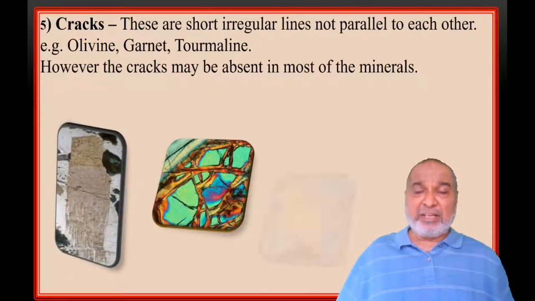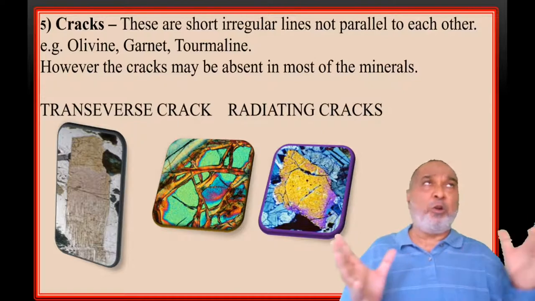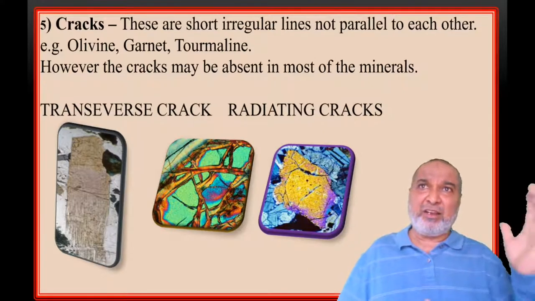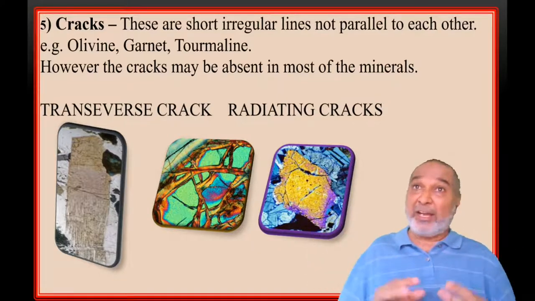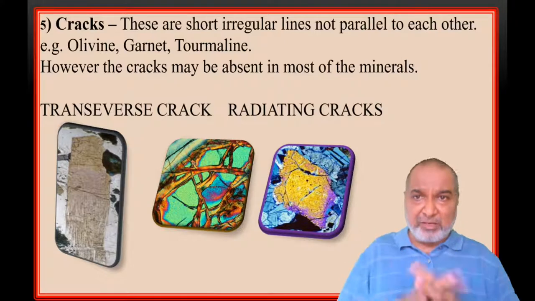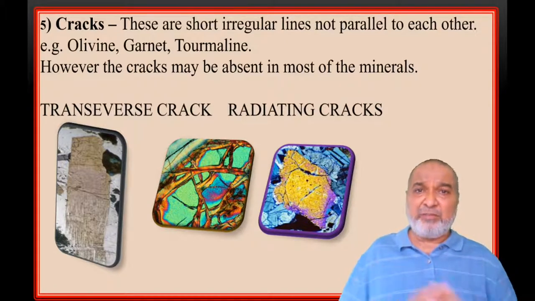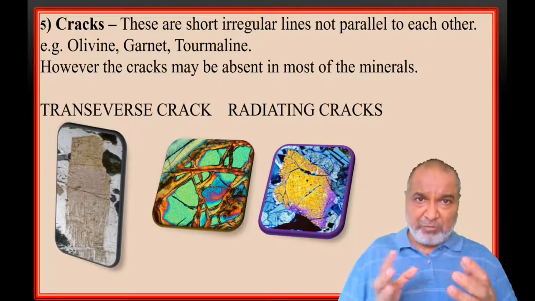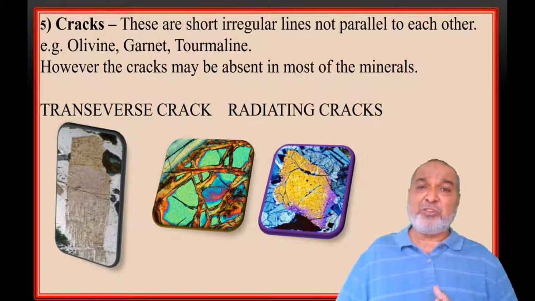Next property is a crack. Crack is an irregular line. In a wall also you can find cracks, irregular lines. They are intersecting with each other. So this is what we normally call a crack. Crack is also an important diagnostic property for some minerals like olivine, garnet, or tourmaline. These three are very prominent ones in which we can easily distinguish the cracks. With the help of the cracks, we can identify the mineral.